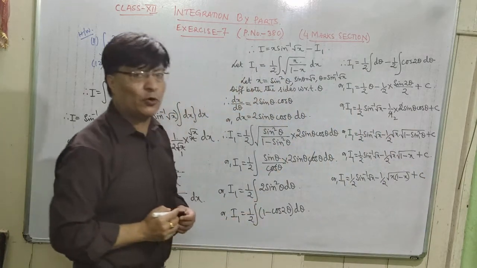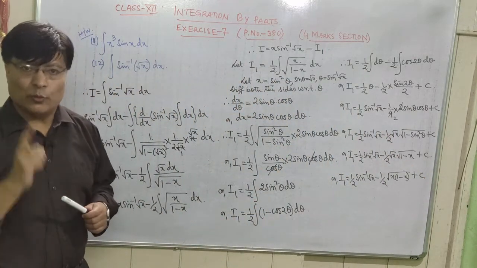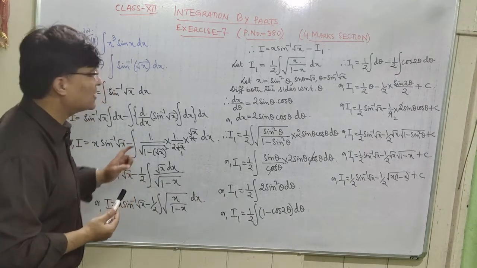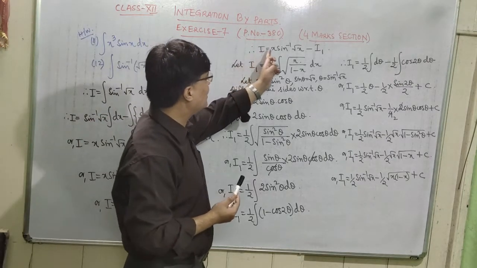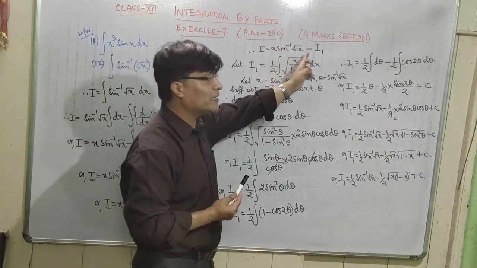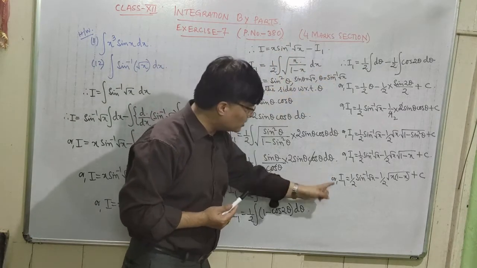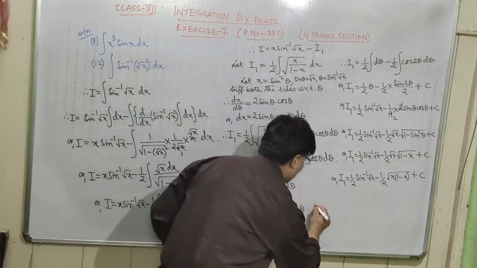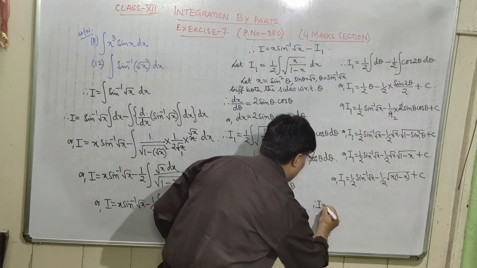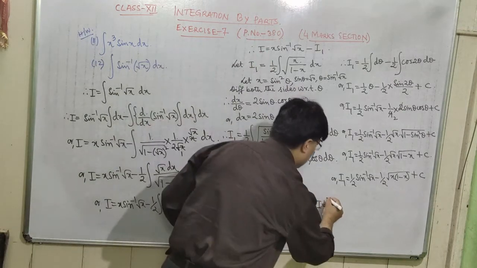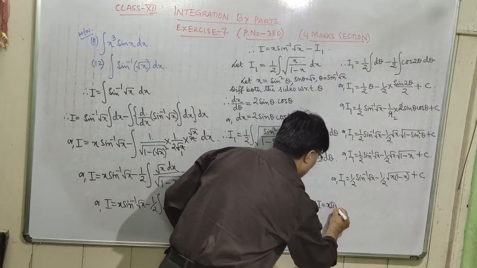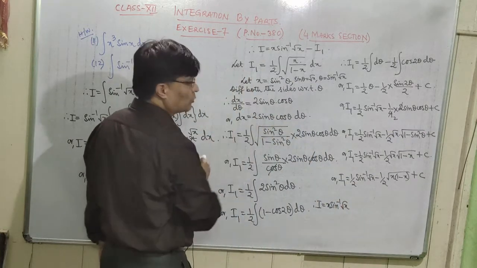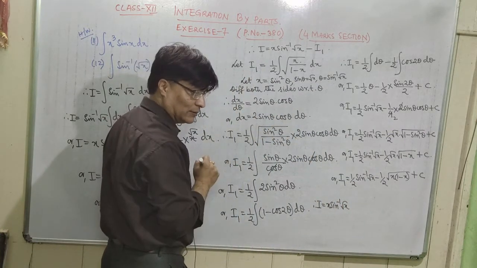But this is the value for only I1. But we have to find out the value for I. So what is I in this case? So here I is equal to x sine inverse root over x minus I1. So let us put this value of I1 in this I. So therefore, now what is I now? I is equal to, first it is the term x sine inverse root x. Now there is minus sign, minus I1.